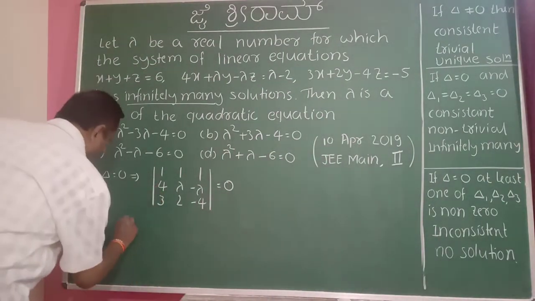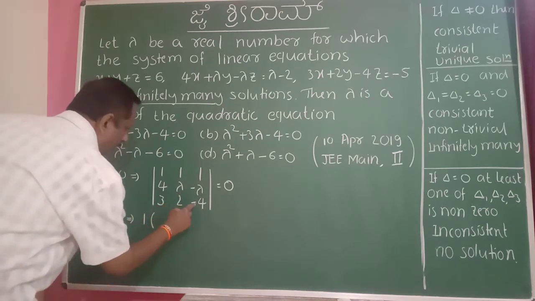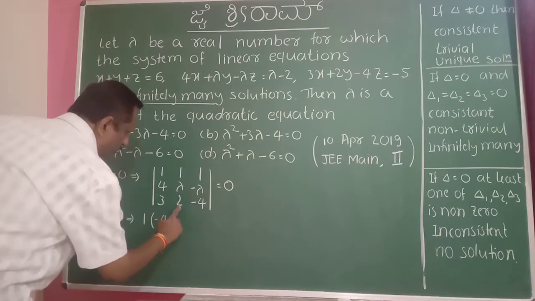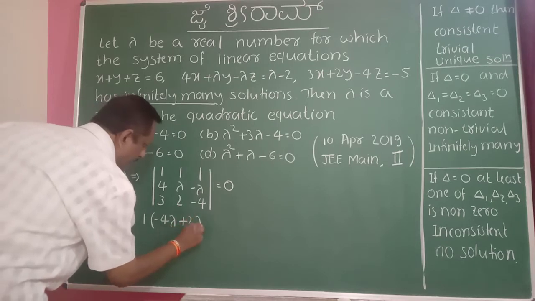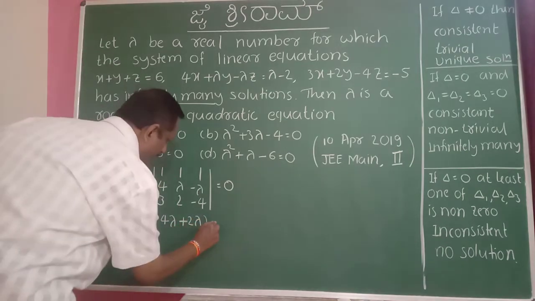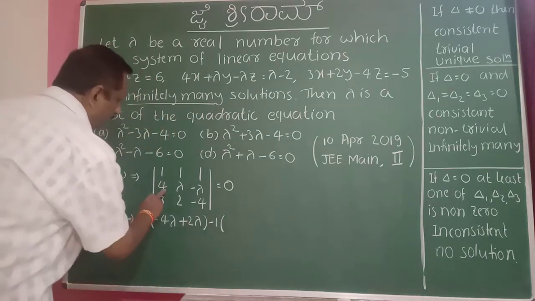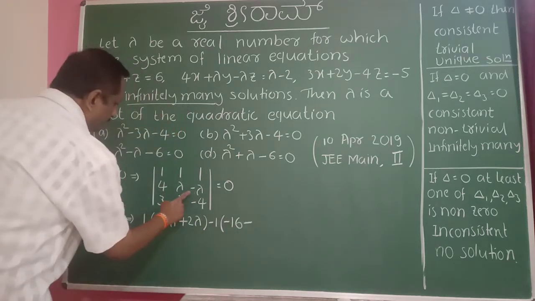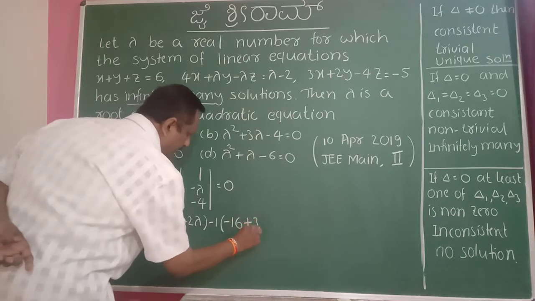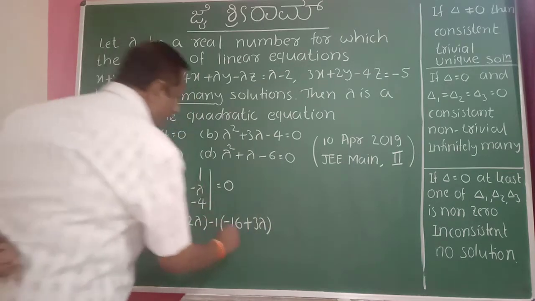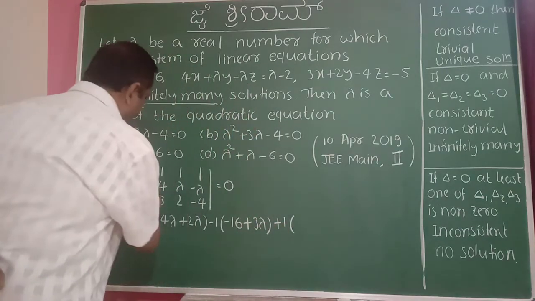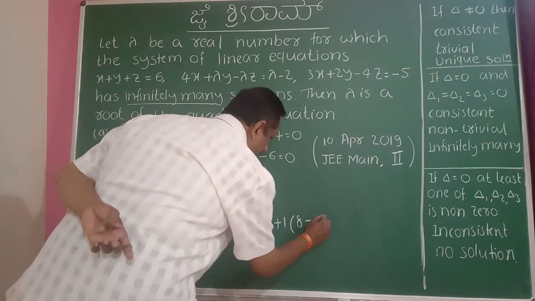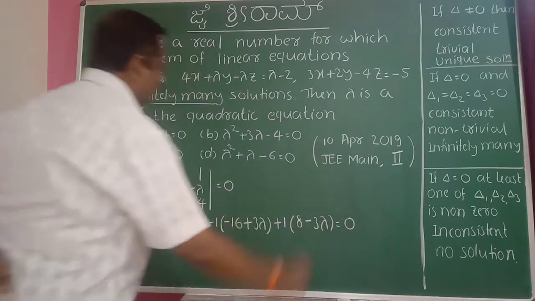So 1 into lambda into minus 4 is minus 4 lambda, minus lambda into 2 is minus 2 lambda, minus minus plus, 2 lambda, minus 1, then 4 into 4 is 16, minus 16, minus of minus lambda into 3 is minus 3 lambda, minus minus plus 3 lambda, then plus 1, 4 twos are 8, minus 3 into lambda becomes 3 lambda, that is equal to 0.